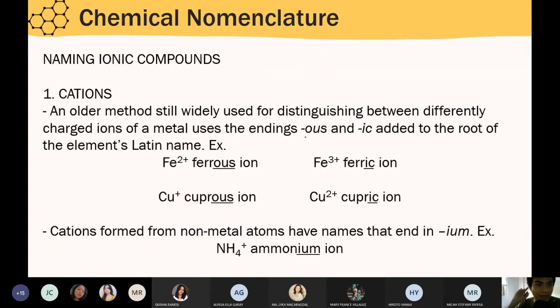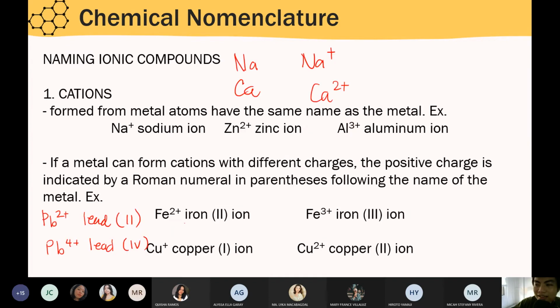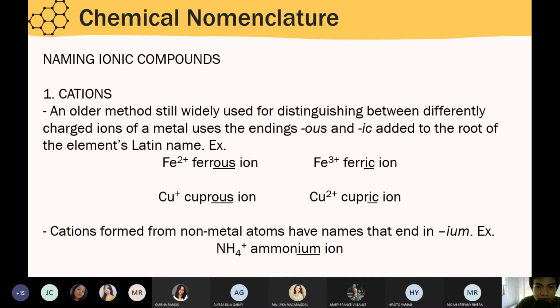However, let's proceed with the next one. In the olden times, they didn't use this. It's probably around the 15th or 16th century. Instead, they used their old method. What did they do in the old method? You show the Latin name of your element and you use the suffixes -ous and -ic to differentiate the two charges. So this old method will only apply if you have two charges. Two charges only.